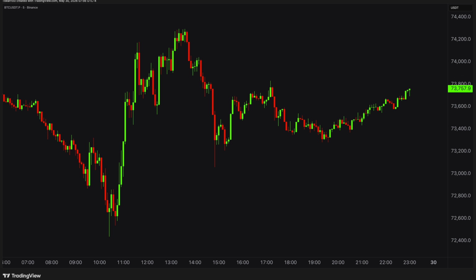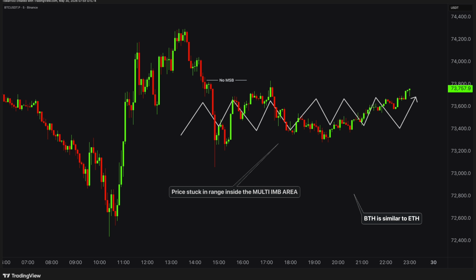Next, if you open the Bitcoin chart, you will see that it was actually very similar to the Ethereum chart. There was no clear market structure break on this Bitcoin chart as well. The price was moving in a very tight range without any strong directional move. By looking at this, you can easily say that Bitcoin and Ethereum were unable to create any new break to the upside. This big range kept repeating, keeping the market in a state of indecision.